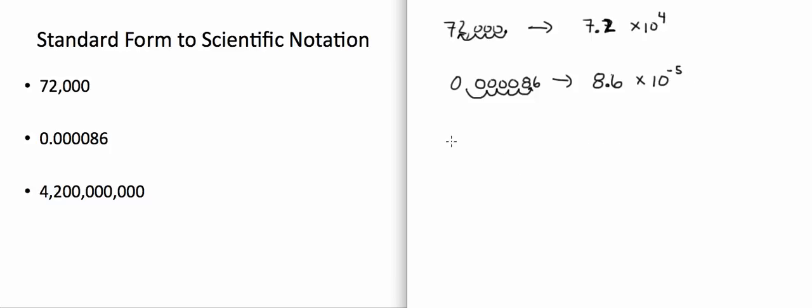And then the last example here, we have 4,200,000,000. We can count 1, 2, 3, 4, 5, 6, 7, 8, 9 spots is how much we have to move it to give ourselves a number that's between 1 and 10. So that's 4.2 times 10 to the 9th.